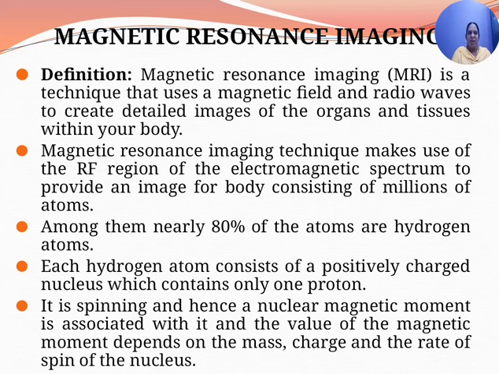Magnetic resonance imaging technique makes use of the RF region, that is the radio frequency region of the electromagnetic spectrum, to provide an image for a body consisting of millions of atoms. Among them, nearly 80% of the atoms are hydrogen atoms.